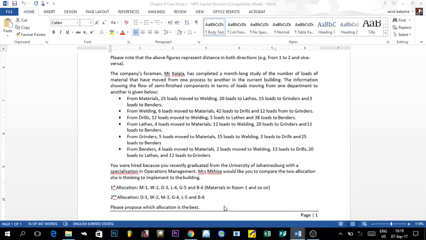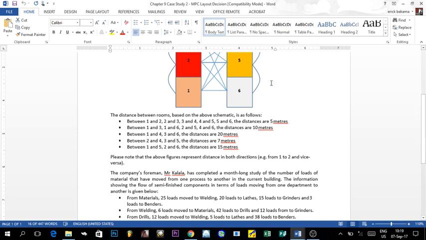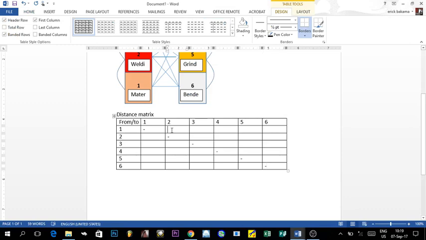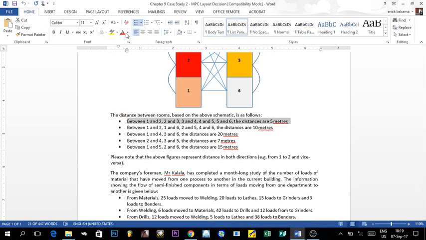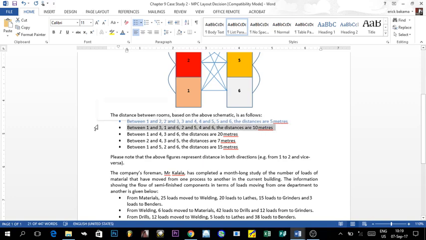Now what we're supposed to do here, they're saying that the distance between rooms based on the above schematic is as follows. The distance between 1 and 2, 2 and 3, 3 and 4, 4 and 5, 5 and 6 is 5. So the distance between 1 and 2 is 5, 2 and 3 is 5, 3 and 4 is 5, 4 and 5 is 5 again, and 5 and 6 is 5. This is the first part that we have completed, so let me highlight it in blue to show that we have already used it. Now we are on the second part.